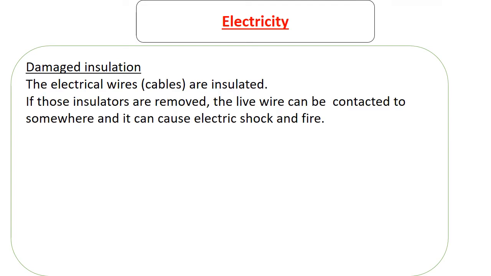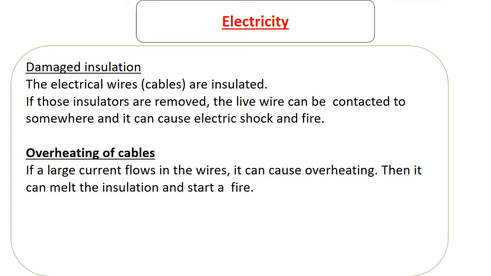The electric wires are insulated. If those insulators are removed, the live wire can come into contact with something and cause electrical shock and fire. The other cause is overheating of cables. As too much current passes through the cables, it produces heat. Sometimes this heat can end up melting the insulation, and therefore this can cause damage to the appliance and the users. So if too much electric current flows in the wire, it can cause overheating, then it can melt the insulation and start a fire. The other one is damp conditions.